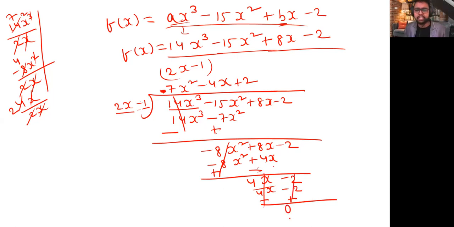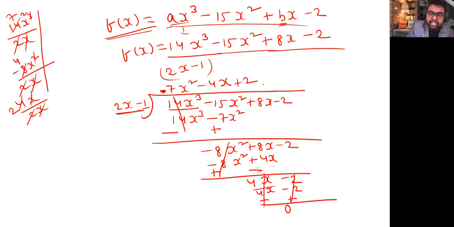My remainder is 0. And I knew that I would be getting remainder equal to 0 because I already know that 2x minus 1 is a factor of the given function. We knew this fact and therefore I'm getting remainder 0.